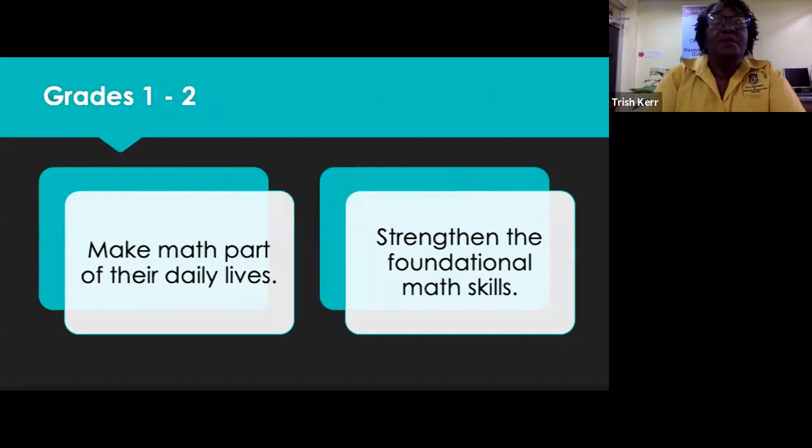So we say make math part of their daily lives. And my colleague said to you before, we don't want them to be anxious. We want to improve on their memory skills. And so practice, practice, practice is important. Just like when you may have a day of reading, you can have a day of math. And so you may practice for 15 minutes. Don't let it be long and drawn out and then the child starts getting weepy. No, it has to be a fun time. Strengthen the foundational math skills.